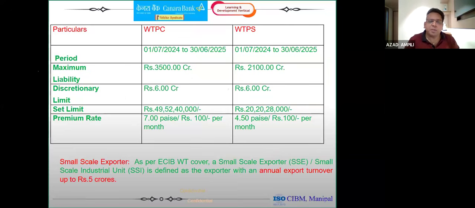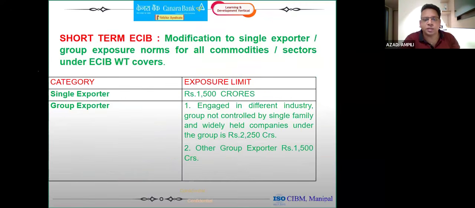Yes, this is the policy details. Premium rate is 7 paisa per 100 rupees for whole turnover packing credit, and for post shipment it is 4 rupees 50 paisa per 100 rupees per month. One more point mentioned in the circular: as per ECIB whole turnover cover, a small scale exporter, a small scale industrial unit, is defined as one with annual export turnover up to 5 crores. Exposure limits are also given: single exporter is 1500 crores and group exporter is 2250.